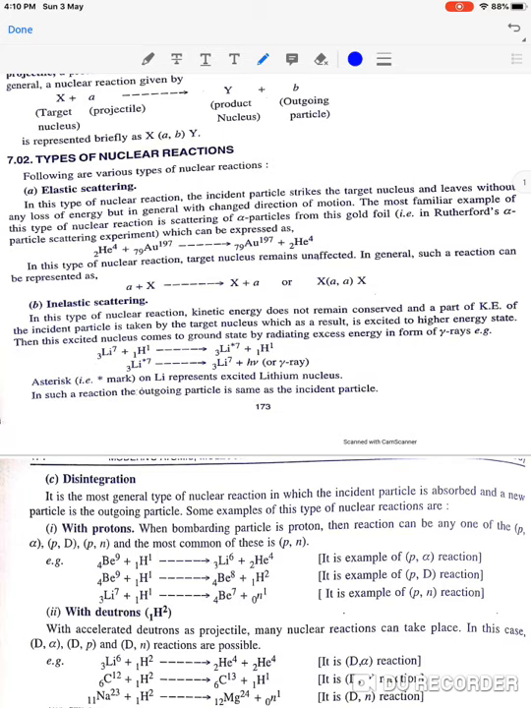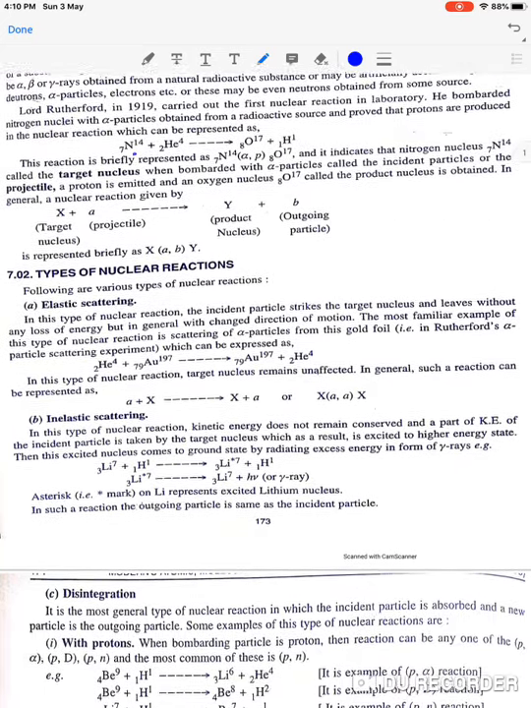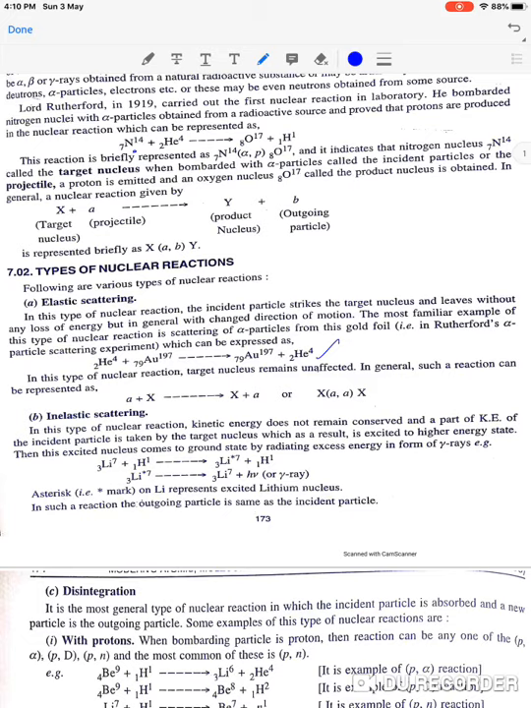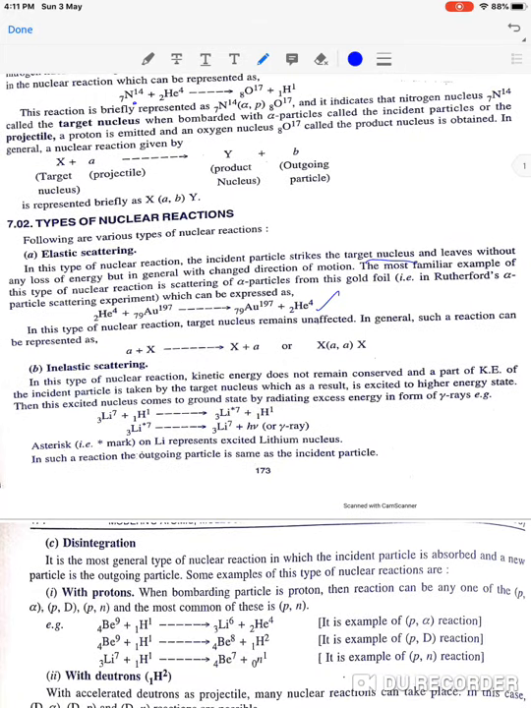Now we discussed this reaction very well at the initiation of the course, when an alpha particle strikes the gold foil in alpha scattering. Alpha particles do not lose any energy, but generally they change their direction of motion. So in this type of reaction, the incident particle strikes the target nucleus and leaves without any loss of energy, in general with changed direction of motion. The most familiar example is Rutherford alpha particle scattering.